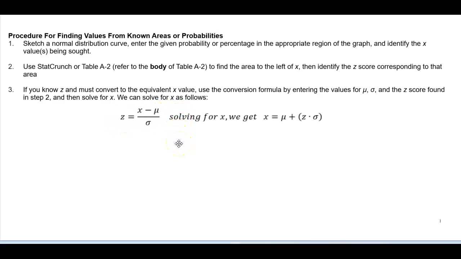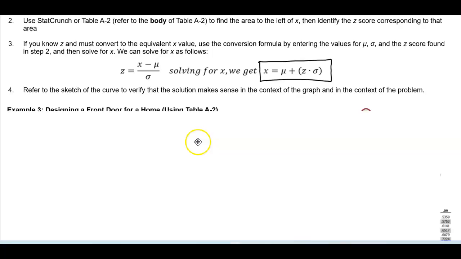Now if you take a look here, this is the formula for the z-score. Now if we wanted to solve for x, we would have to multiply both sides by the standard deviation and then add the mean. So therefore, this is the formula you need to use when you're looking for the value of x. So again, what you're going to have to find is the mean, the z-score, and the standard deviation, and plugging it into this formula is going to give you the value for x. And then you would refer to the sketch of the curve to verify that the solution makes sense in the context of the graph and in the context of the problem.